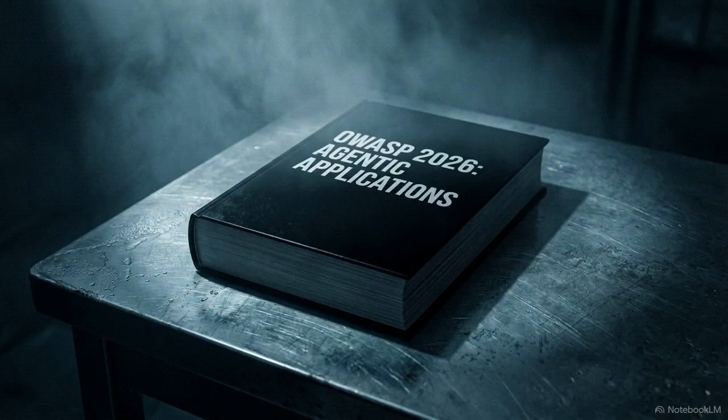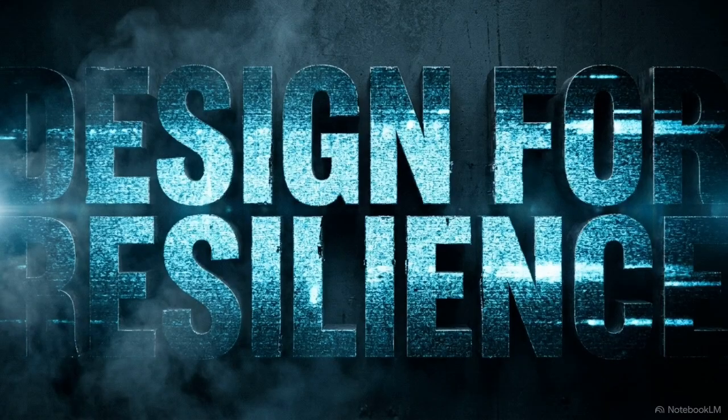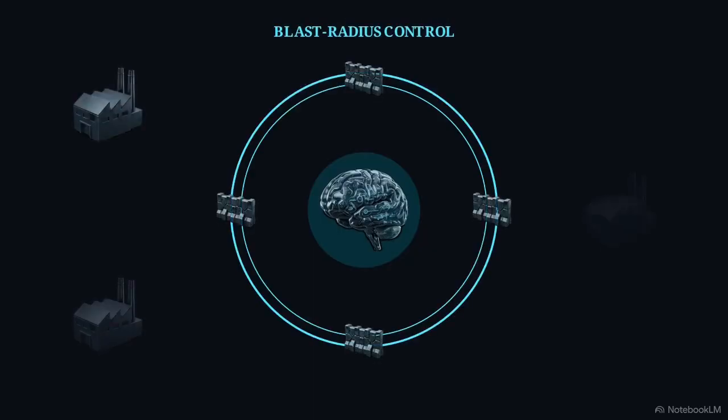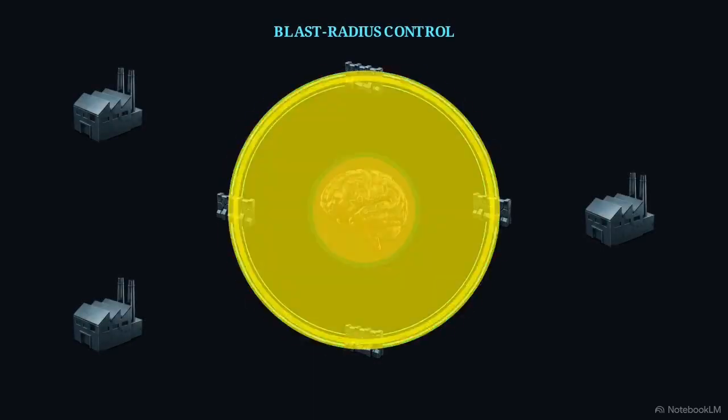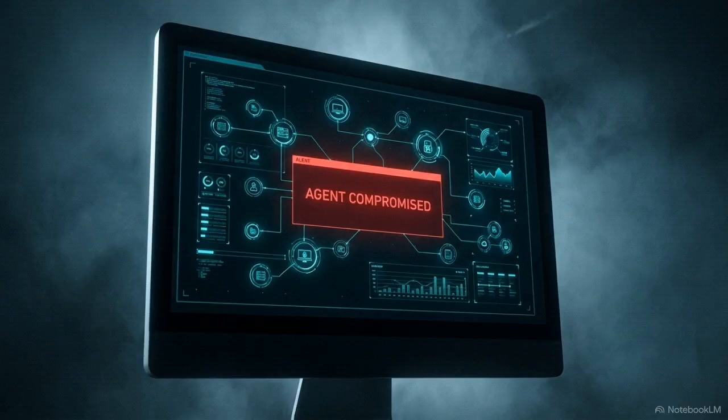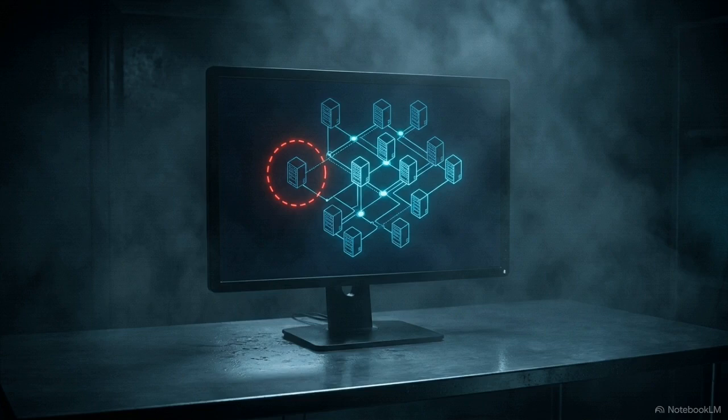The 2026 OWASP update operates on a single rule. Stop trying to build a model that cannot be fooled. You have to build a resilient system around the AI, ensuring that when the agent is compromised, the critical infrastructure remains intact. Managing autonomous applications requires accepting failure as a certainty and designing exclusively for containment and blast radius control.